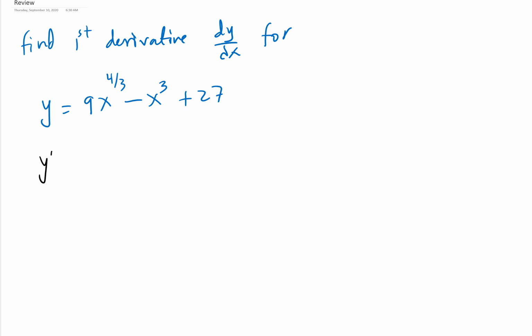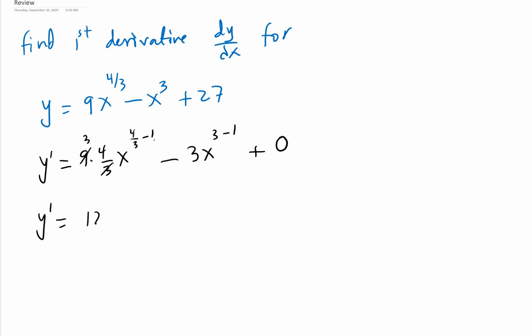To find y prime, by the power rule, we bring 4/3 down, subtract 1 from the exponent, like so, minus, bring the 3 down, subtract 1 from the exponent. Derivative of 27 is 0. We can reduce by 3: 12x to the 1/3 minus 3x squared.